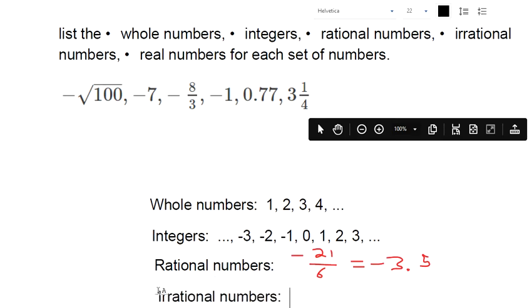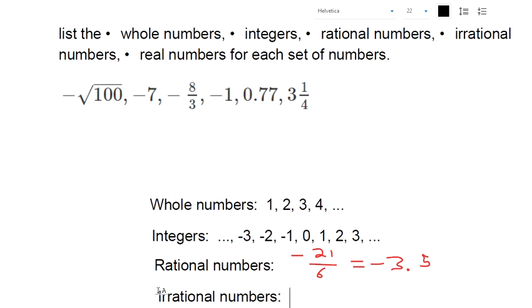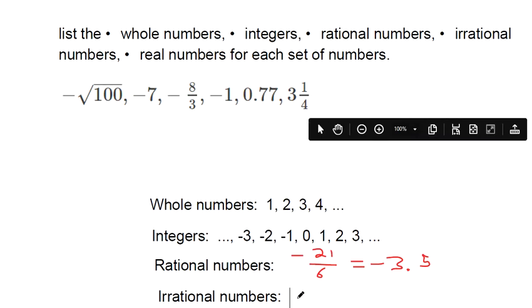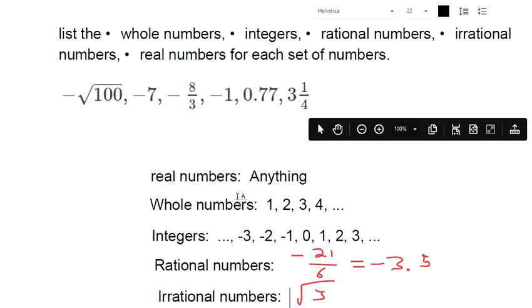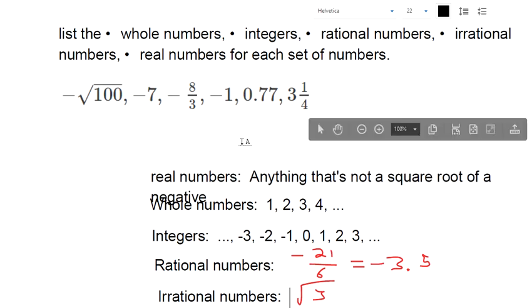Irrational numbers. Those come up a lot when we have like, pi is an irrational number. The exponential constant e is an irrational number, which I don't know if we'll see in this class. An irrational number would be like the square root of 3. The decimals never end, so we can never write it as a ratio of two integers. Real numbers, anything that's not a square root of a negative, basically.